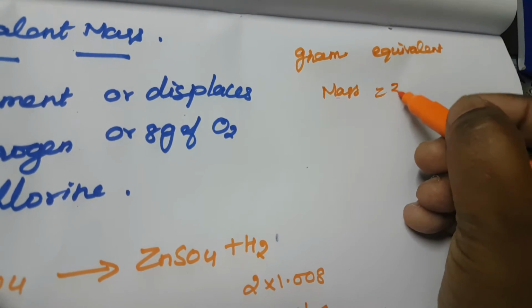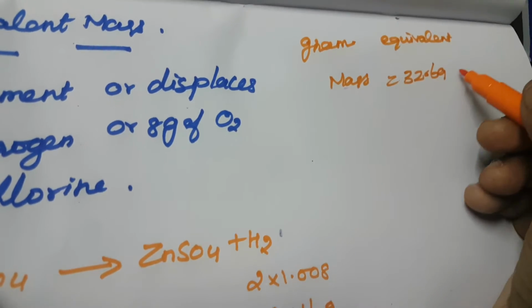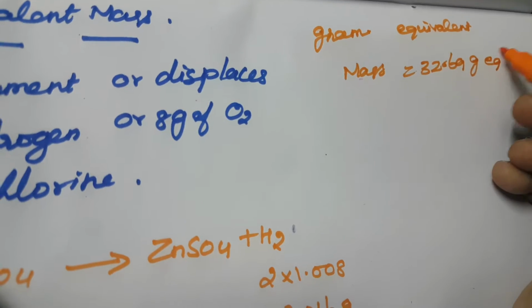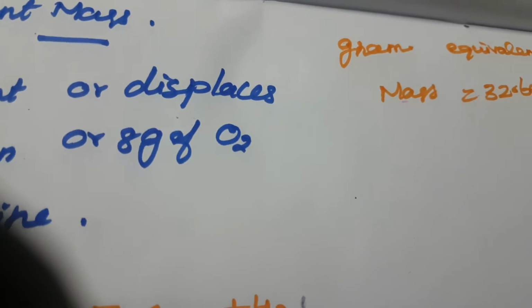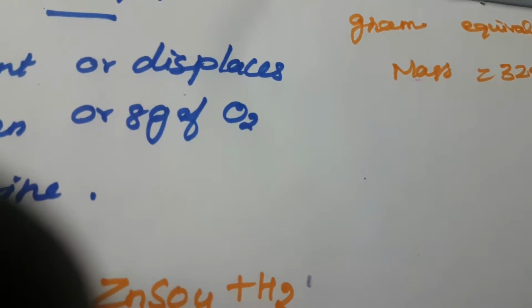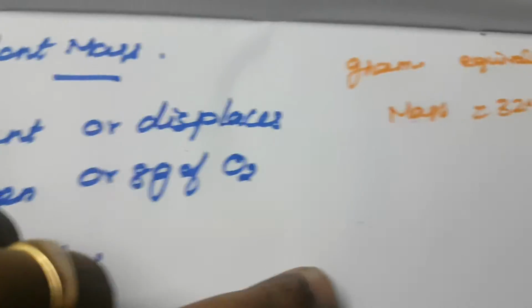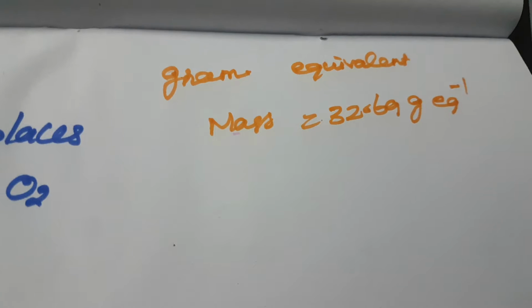So the gram equivalent mass is equal to 32.69 gram equivalent minus 1. So the next point is that the equivalent mass has no unit, and another is that the gram equivalent mass has the unit gram equivalent minus 1.